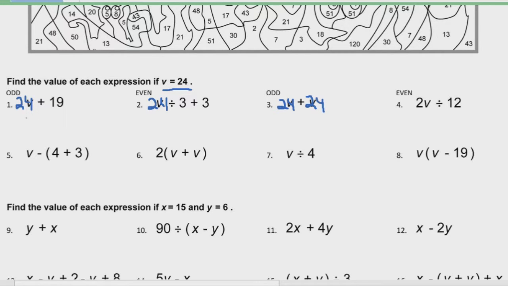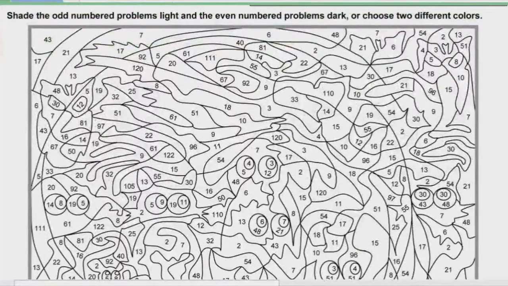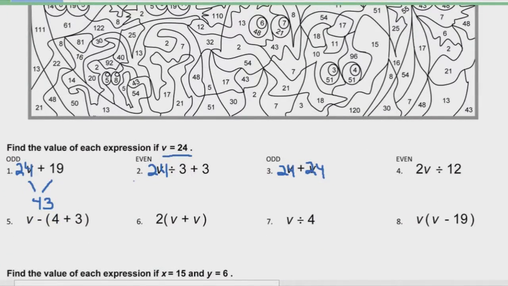So problem number 1, all we do now is 24 plus 19. And what's 24 plus 19? That's correct, 43. And all we do now is find 43 up in the picture and we shade it lightly because it's an odd problem. Oh, there's a 43 right there. So we just shade that in lightly. So you see how easy substitution really is? Press pause and try to do problems 2 and 3 on your own. When you're finished with those, press play and I'll give you the answers.